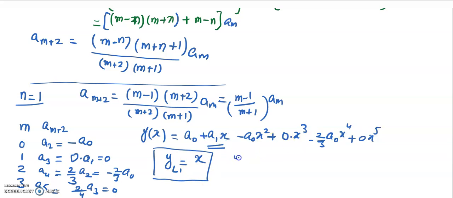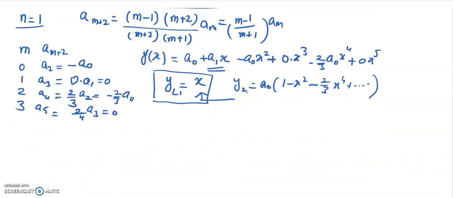So for example, y2 in this case will be a series in terms of a naught into 1 minus x square minus 2/3 of x power 4, and then plus so on. Okay, but the other solution is a polynomial. So one of the solutions is an infinite series, and the other solution is a polynomial. So in this way we have found the polynomial for the first degree. So similarly we can use this recursive relationship to find the polynomial for the second degree as well.